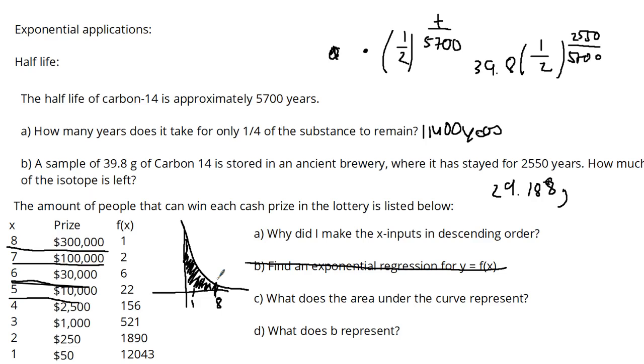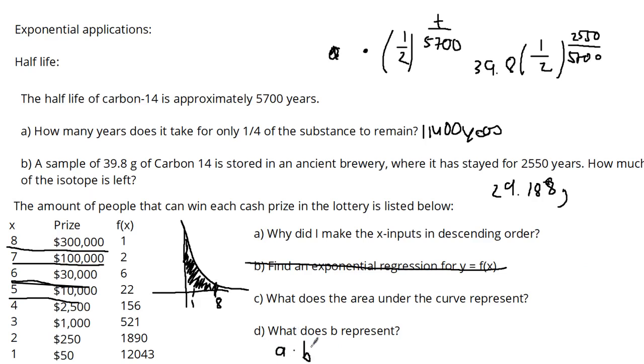So this area under the curve represents the total money that can be won. I won't say on average, but basically the total money that can be won theoretically if the amount of prizes follow this curve, right? That's the area under the curve. I'm not gonna write that down. I've set it out. So what does B represent?